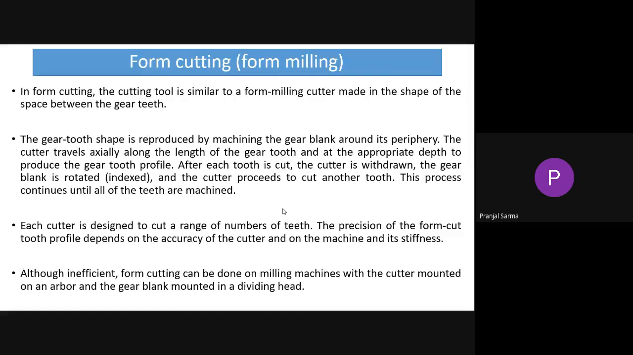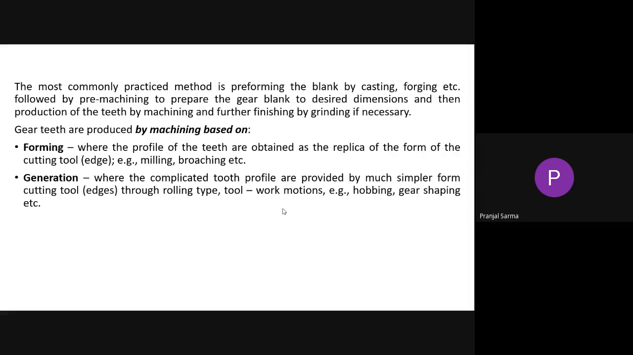So the first one is gear forming, where we get the replica of the form cutter that we use for cutting the teeth. The next one is gear generation. These two are the basic processes that come under gear machining. Even though the word is forming, we are talking about a machining process here. So if someone asks whether gear forming and gear generation are forming processes or machining processes, the answer is that they are machining processes. We are cutting the teeth.